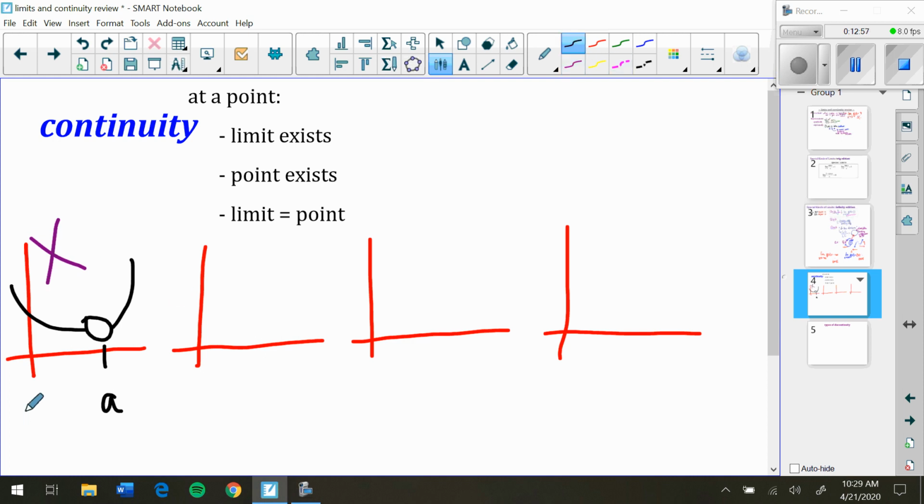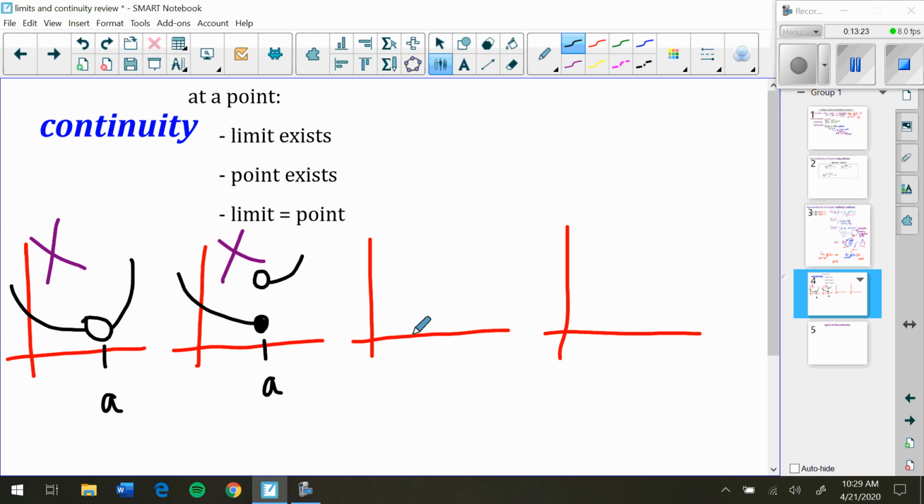Let's draw another one. What if our function looks like this? Here at A, the point exists. We have a completed point, yes, but unfortunately, the limit does not exist. Why does the limit not exist? It is different from the left and from the right. So is this function continuous at A? No.